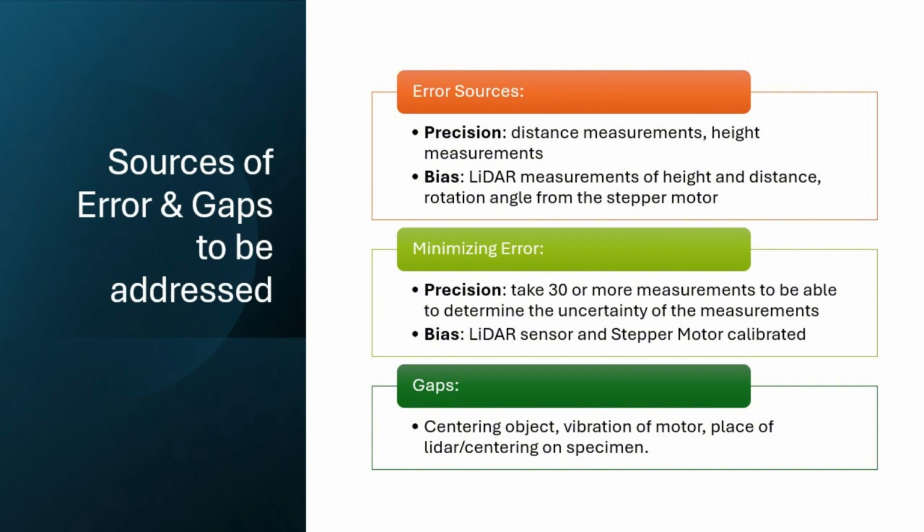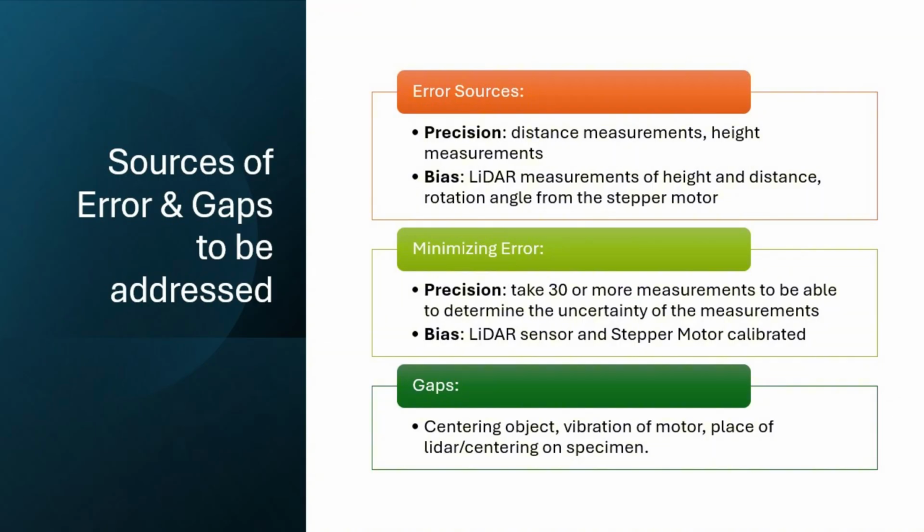In this slide, we're going to discuss the source of errors and gaps to be assessed. For precision error sources, we know that there can be discrepancies in the distance of the LiDAR and also the height readings. This may result from sensor noise, vibrations, or other minor alignment changes. For the bias error, we know that there can be calibration issues with the LiDAR sensors, as well as sensor misalignment, or even just small inaccuracies in the stepper motor.